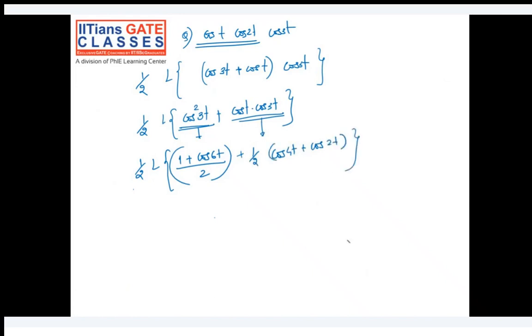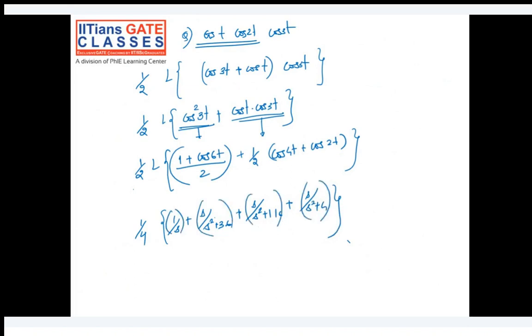And then take the Laplace transform, 1 by 2 as it is. Sorry, this 2 and this 2 I will take out and write it as 1 by 4 itself. Laplace transform of 1 is 1 upon s. Laplace transform of cos of 6t is s divided by s square plus 36. Laplace transform of cos of 4t is s divided by s square plus 16. Laplace transform of cos 2t is s divided by s square plus 4. That's all. It's not that difficult. Just your basic maths rules you are using, and then apply the standard results on it. Nothing else. Okay, thank you, sir.